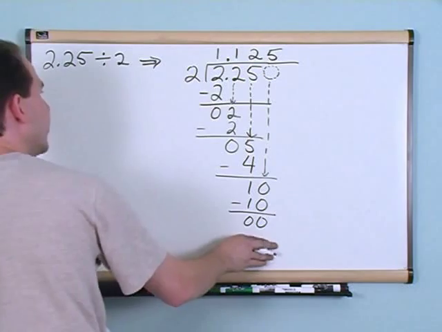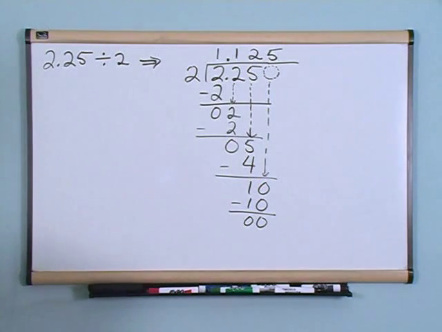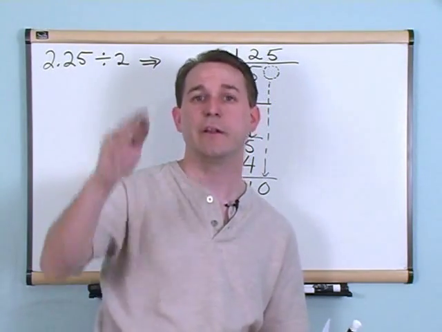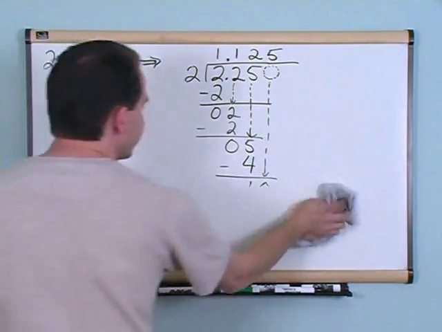So there's nothing else here. There's no more digits to drag down. You're done. 1.125. So basically you keep dividing and dividing, and if you ever continue to get a number down there, you can invent a 0 and drag it down. As long as you've got a decimal point here, you can do that.